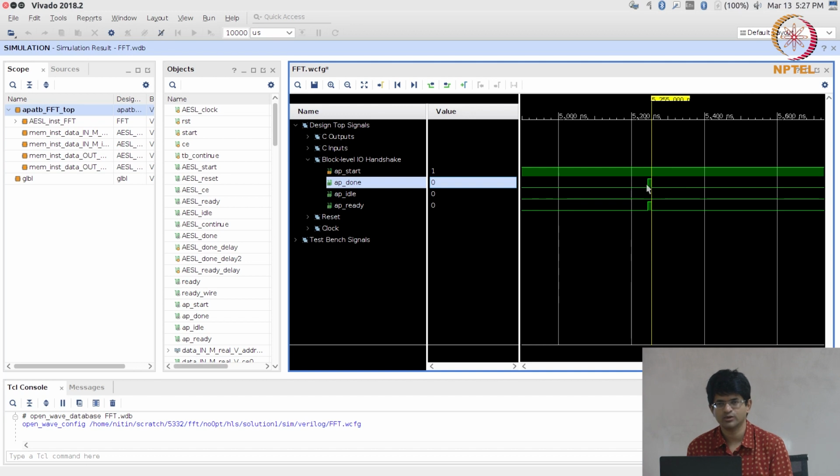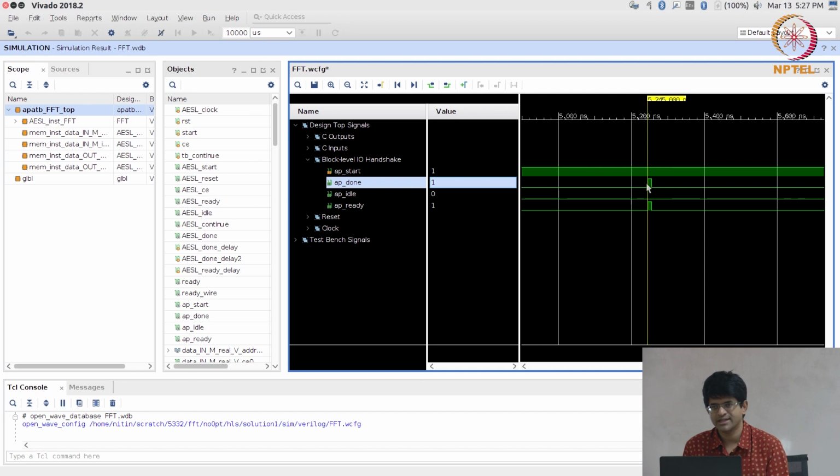Right? So in a lot of cases, you will find that it makes sense to just connect the start signal permanently to high and let the data flow through as and when it is ready. Okay? You can measure these values. Once again, I would encourage you to go and try that out.